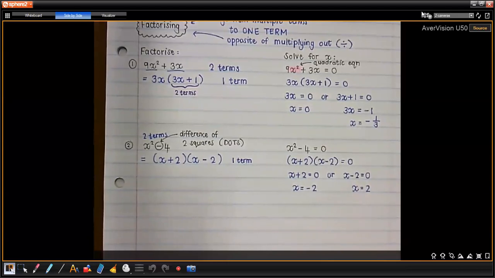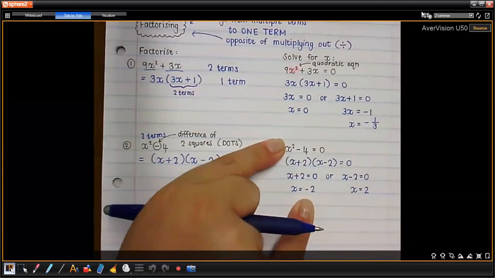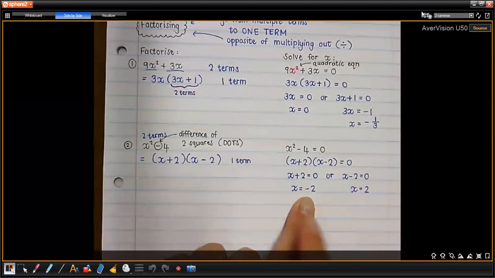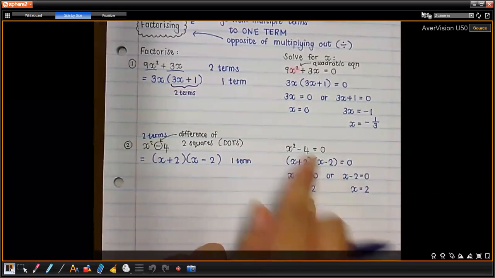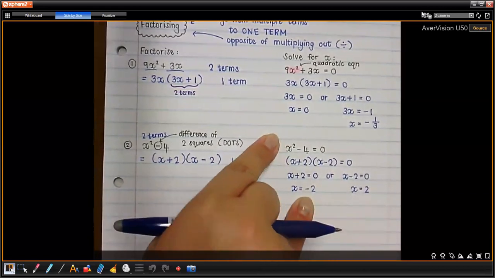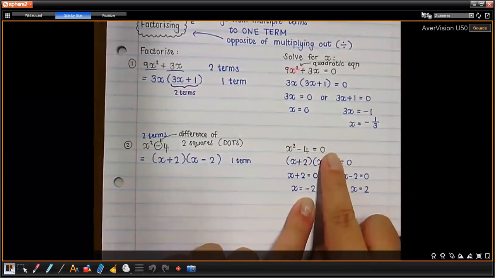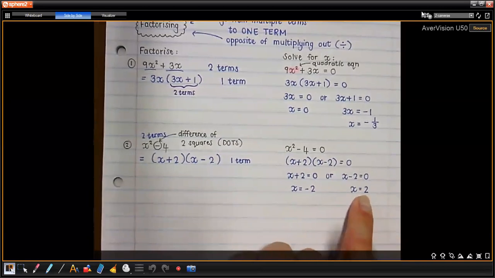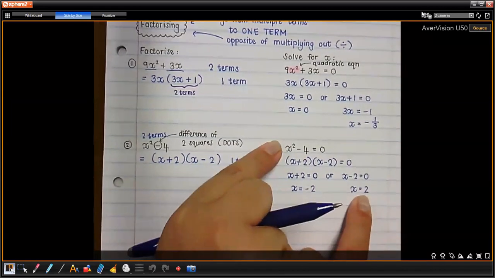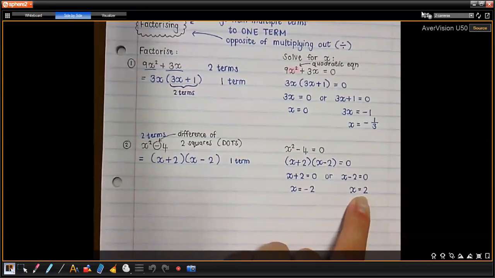That's the nice thing about an equation is that you can always check your answer. So if you're not sure if you did it correctly or not, just take your values that you got, put them in the original equation and see if it works. So if we have negative 2 squared, x squared, right? What's negative 2 times negative 2? 4 minus 4 is 0. Let's see if it works for positive 2. 2 squared is 4 minus 4 is 0.